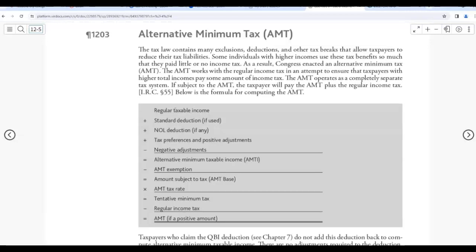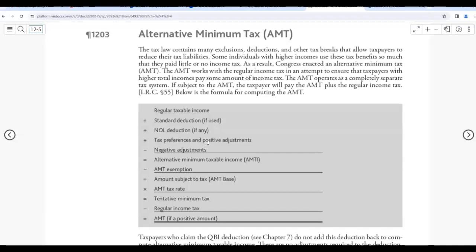So it says, whatever your regular taxable income is, you add the standard deduction to it. Add the net operating loss deduction that you just used to it. You add tax preferences and positive adjustments to it. What does that mean? What are tax preferences and positive adjustments? A lot of things. We might look at it in the next few pages. And then I'm going to take you to an example because it's going to be much easier.